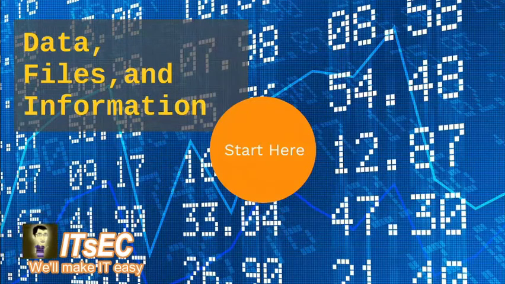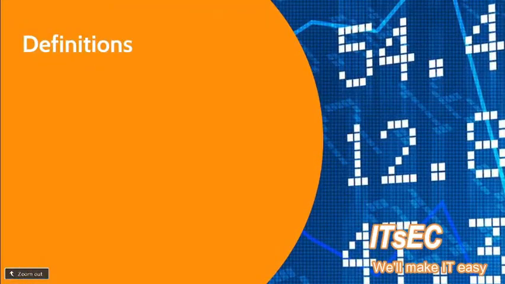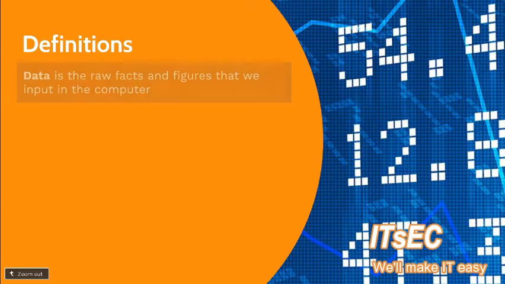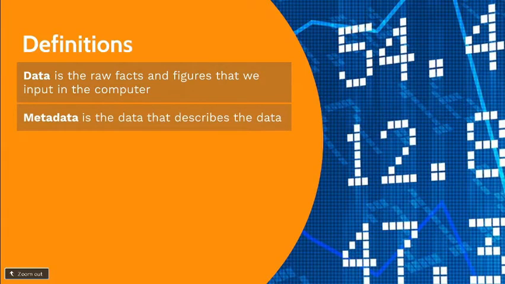Let's talk about data, files, and information. Let's start by defining some words. First one is data. It is the raw facts and figures that we input in the computer. The description of the data is metadata.